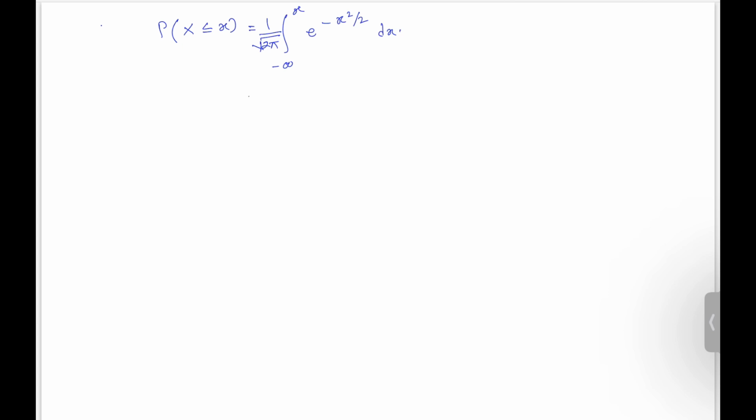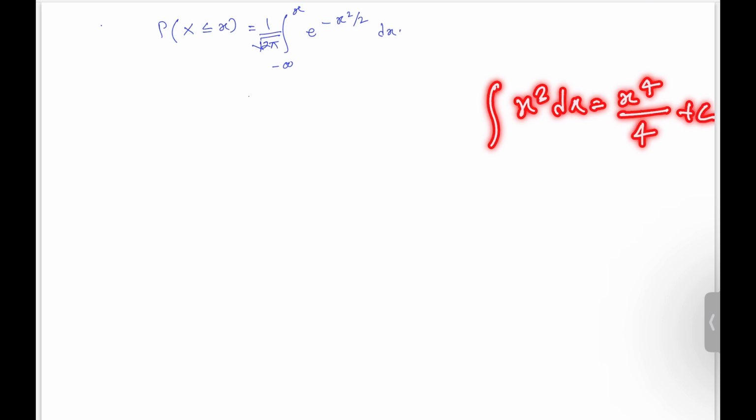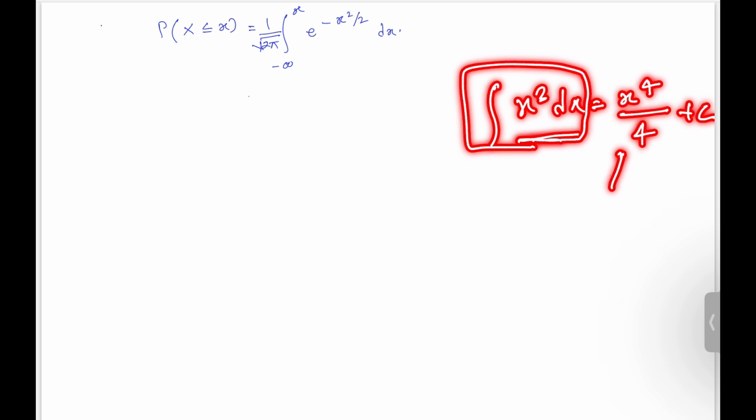What do I mean by closed form expression? So let's say if you have the integral of x cube dx, that integral would be x to the power 4 divided by 4 plus c. So ultimately you are able to write this integral in terms of some algebraic expression, right?